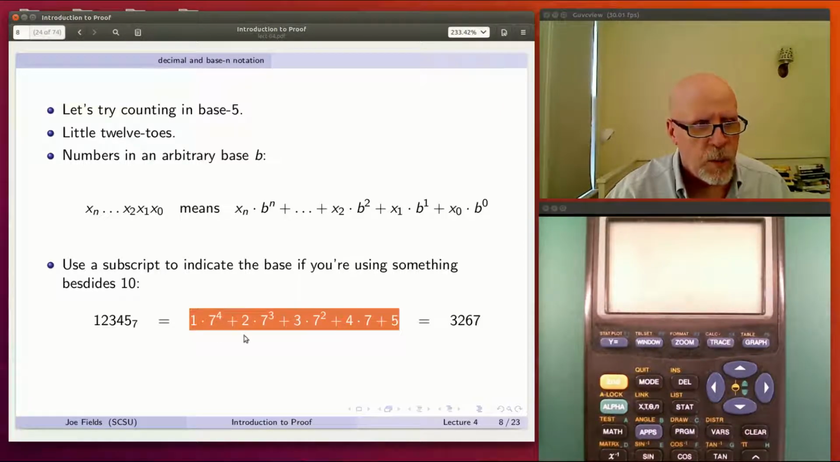1 times 7 to the 4th, 2 times 7 cubed, 3 times 7 squared, 4 times 7, plus 5. I just plug that into a calculator, and that's what it is in base 10: 3267.